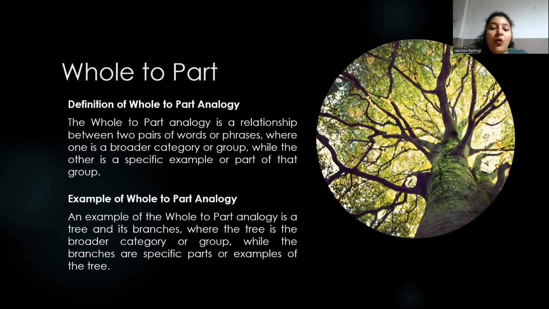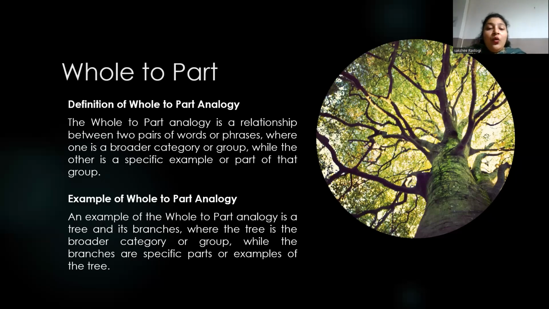The structure of a whole to part analogy is typically whole is to part as whole is to part. For example, tree is to leaf as car is to wheel. So in each example, tree is the whole and leaf is one of its parts. Similarly, car is the whole and wheel is one of its parts. So whole to part analogies are useful for identifying relationships between larger systems and their individual components.